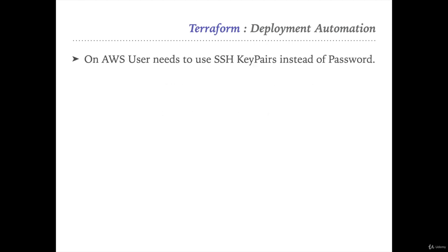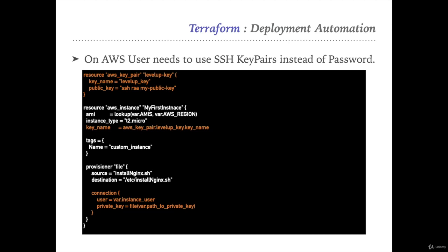On AWS, the user needs to use the SSH private key and public key combination instead of the password. If you are using Microsoft Azure or Google Cloud machines, then definitely you can use the SSH connections. But if you are using AWS, then the private and public key combination is the preferred way. Here is the complete code which will help you to understand the way.